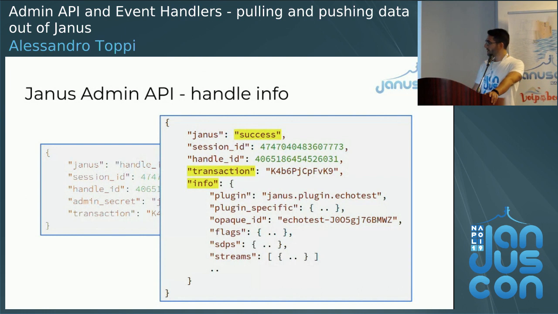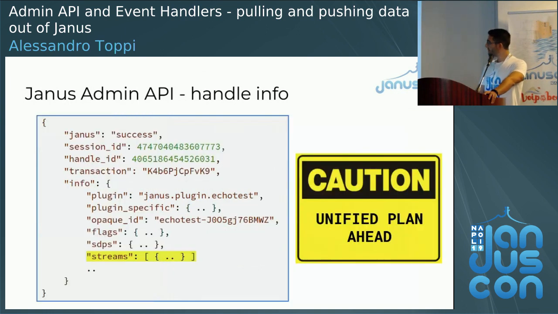And when you have the response from Janus, the actual payload is in the info object, where you have a lot of information. For example, you can get the name of the plugin that responded to you, some specific information on the internal status of that plugin, and an opaque ID to help correlate handles coming from the same user session. Then we have some Boolean flags for the internal states, SDPs that are basically the JSEP offer and answer for that handle, and then the streams object, that is basically everything related to WebRTC for that handle.